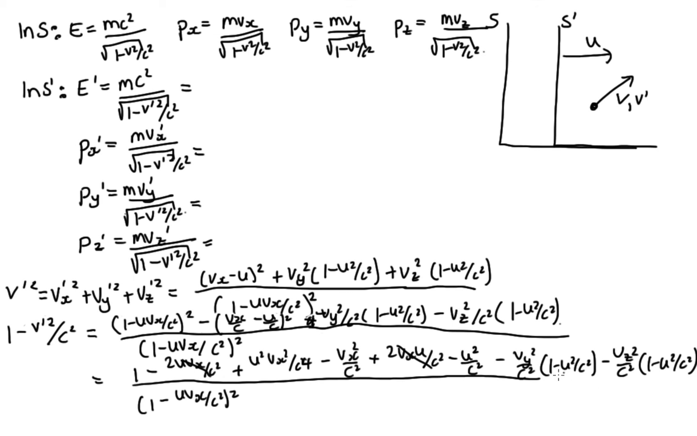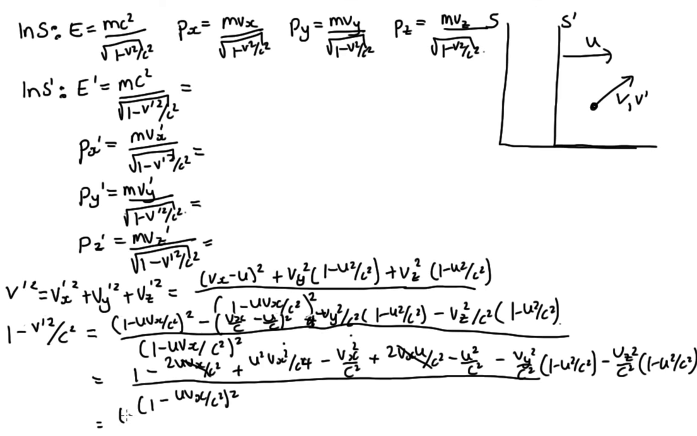Now what you can see is nice is this term and this term have a common term of 1 minus u squared on c squared. And if we combine this vx term with this vx term, that's going to have the same common term as well, and then we'll be left with 1 minus u squared on c squared. So that has a factor of 1. So we can actually pull 1 minus u squared on c squared out the front as a common factor.